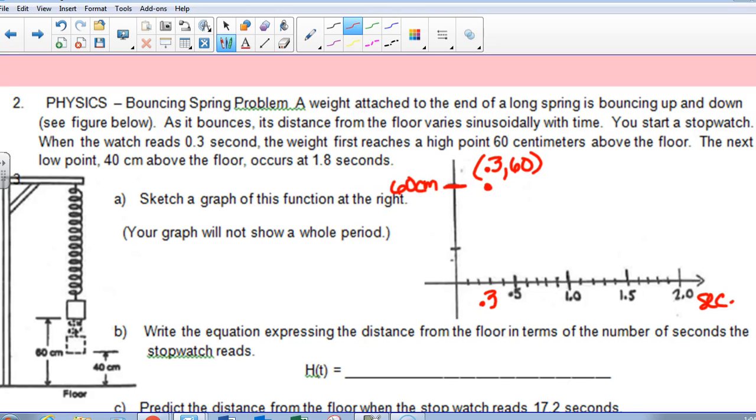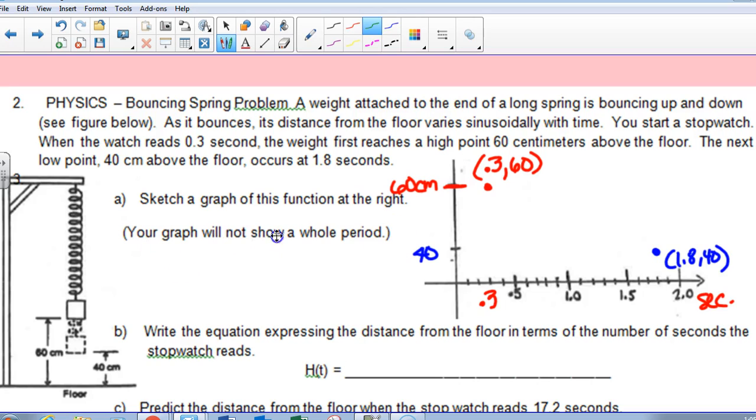All right. The next low point is 40 centimeters above the floor, which occurs at 1.8 seconds. So at 1.8, it's at 40. Is that a period? From the max to a min, is that a period? No. What is it? Half a period.